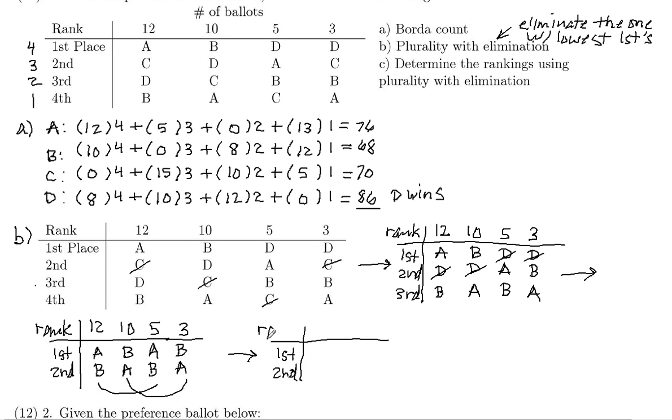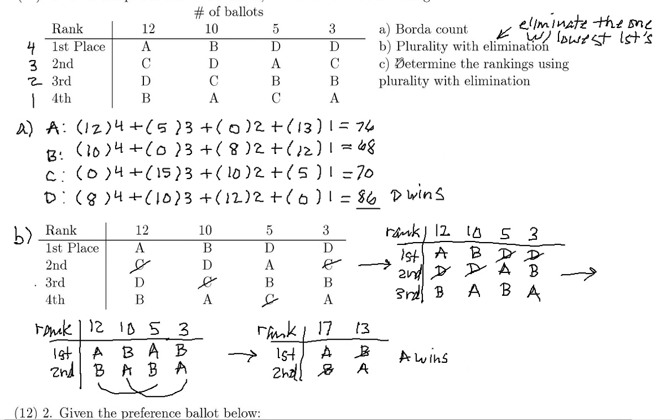And we got rank up here. So these 12 ballots plus these 5 is 17 that are AB. And then these 10 and 3, 13 that are BA. And then we eliminate the lowest number of firsts. B has got the lowest number of firsts here, so A wins. Okay, so that's part B.